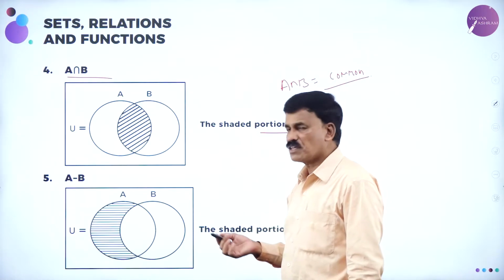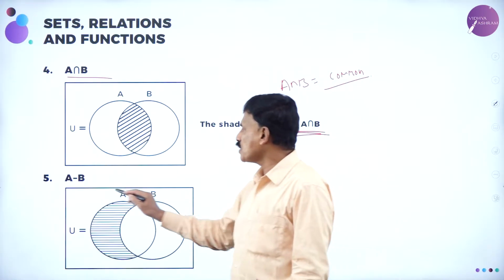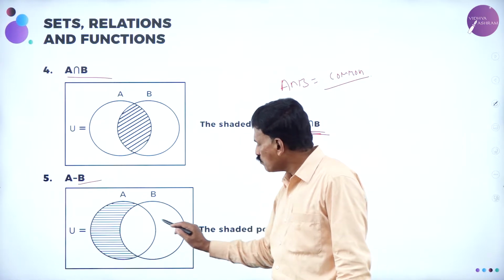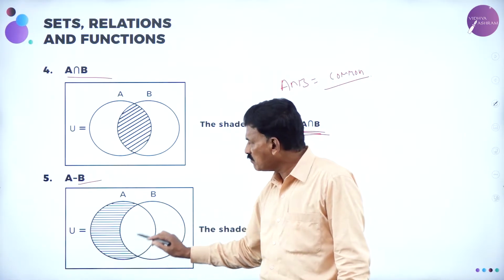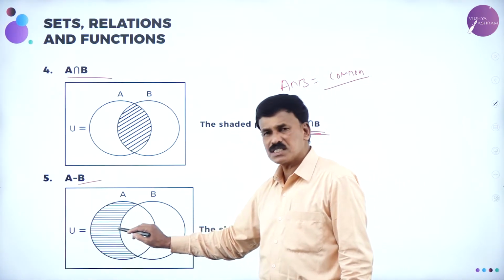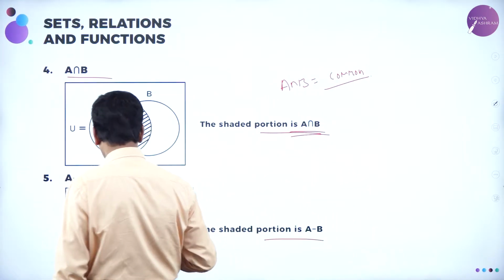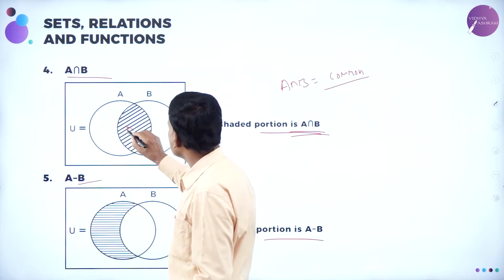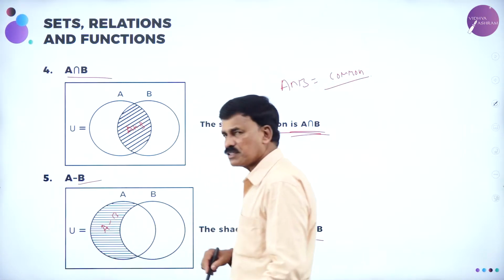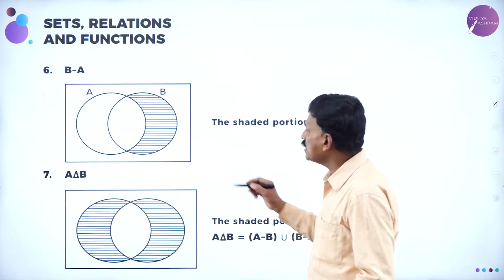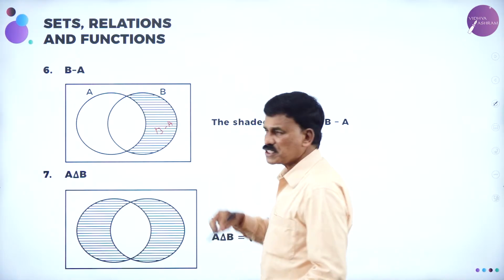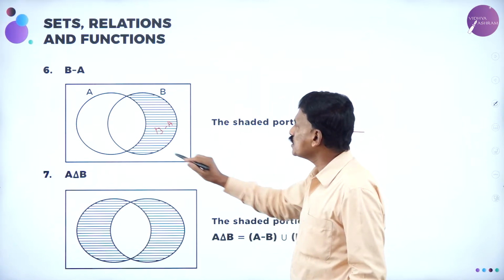Okay. Now, difference of two sets, A minus B. As you know, A minus B means elements which are in A but not in B. All the elements which are in A but not in B. So, the shaded region will give the elements of A minus B. So, here this is A intersection B, the common elements. Here A minus B, all the elements which are in A but not in B. Now, similarly, B minus A, all the elements which are in B but not in A, that is, the shaded region represents the elements in B minus A.